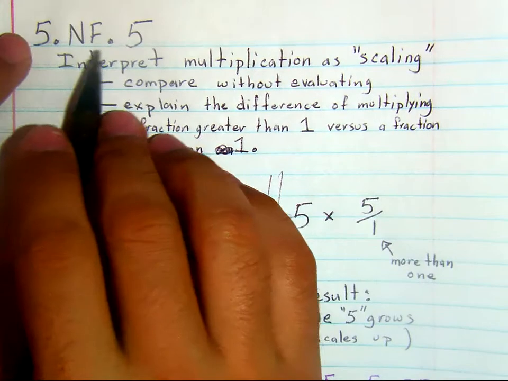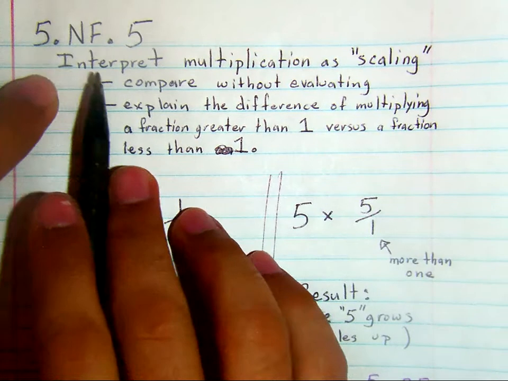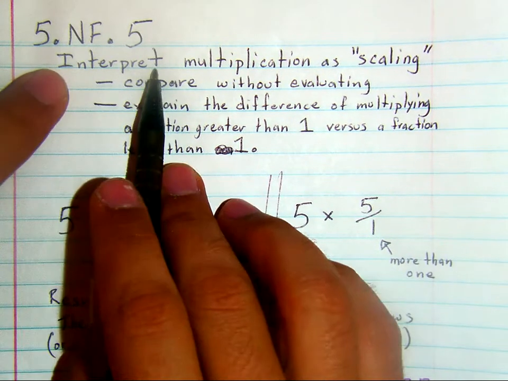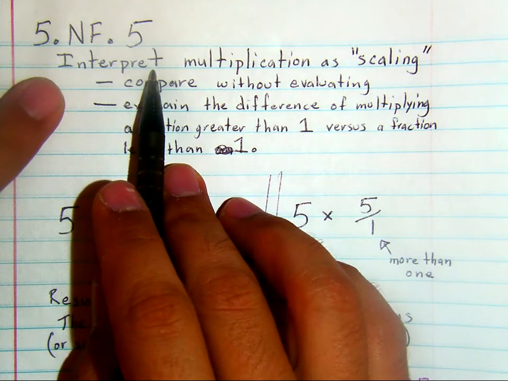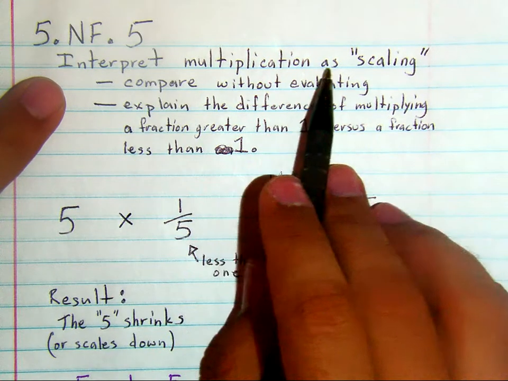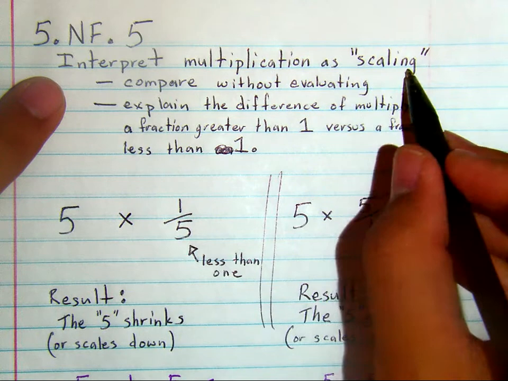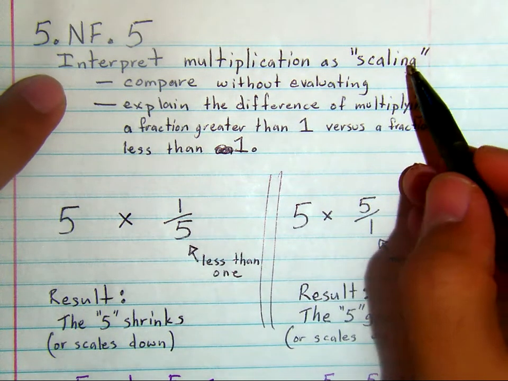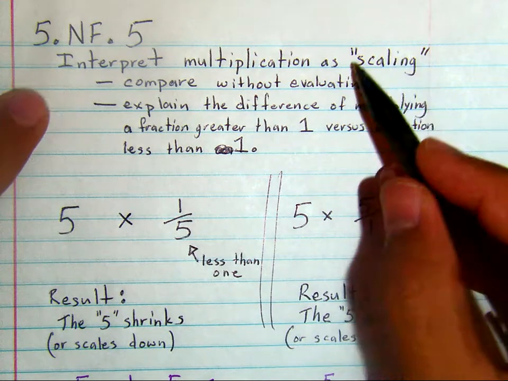Okay, so 5.NF.5. This one has us interpreting again. That means explaining something in a different way. Now, what we're interpreting with this standard is multiplication as scaling. That's a new word, and we're going to use it in mathematics, and it's going to be something new that we have to really practice using.